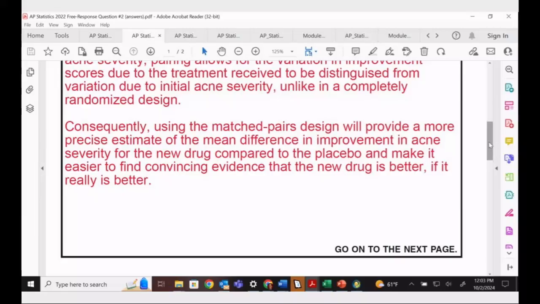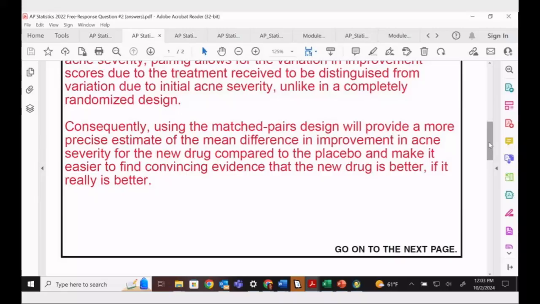It talks about what we're comparing at the end, the improvement in acne severity, talks about why this matched pairs design would be better than a completely randomized design using, where was it? I think it says better. More precise estimate, and makes it easier to find. So you want that language that we use, similar to when we talked about distributions and we were comparing, you want to use those comparative words there. You want to make sure that you have context.